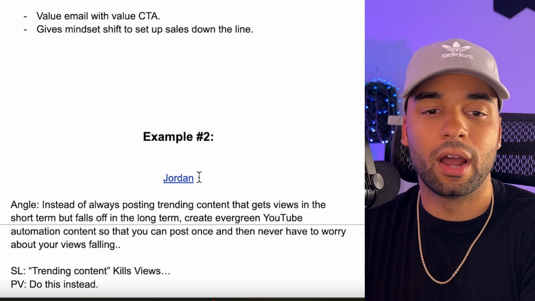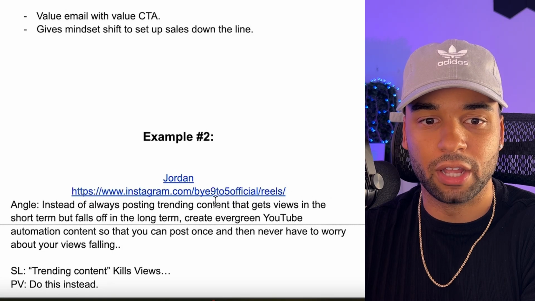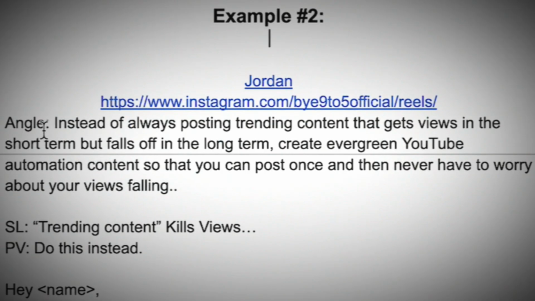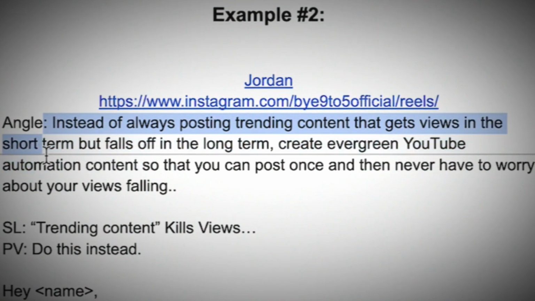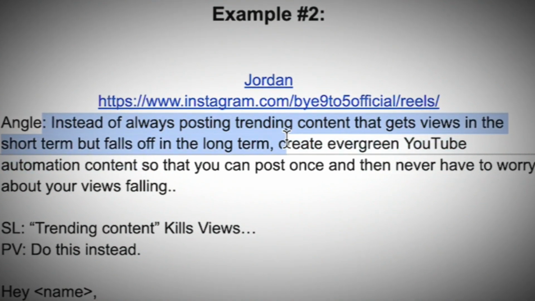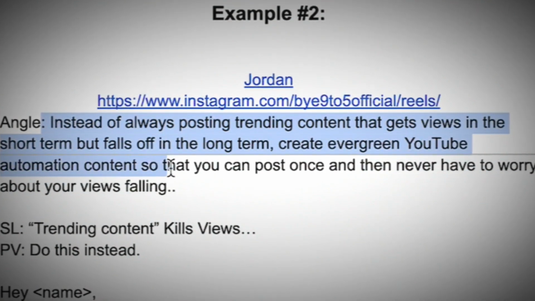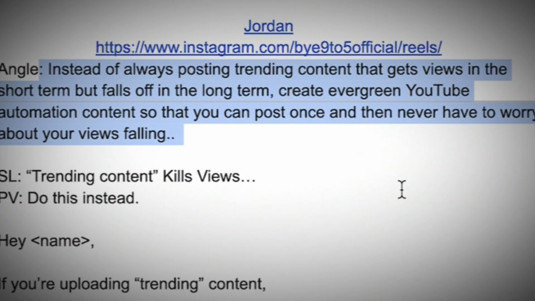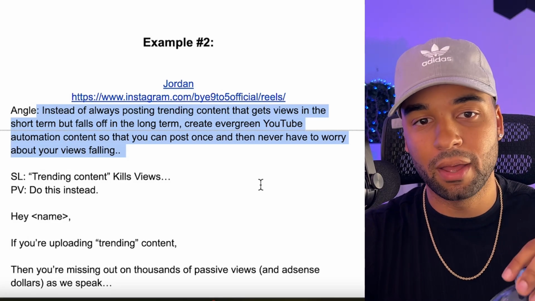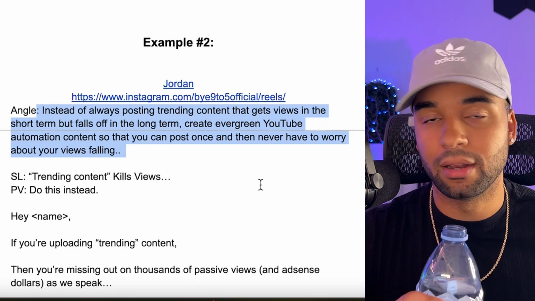So then we got example number 2, which is essentially about this YouTube automation guy who teaches you how to build a YouTube automation business. So the angle is, instead of always posting trending content that gets views in the short term but falls off in the long term, create evergreen YouTube automation content so that you can post once and never have to worry about your views falling. So that's the overall gist of the email. And now we're going to get into it.